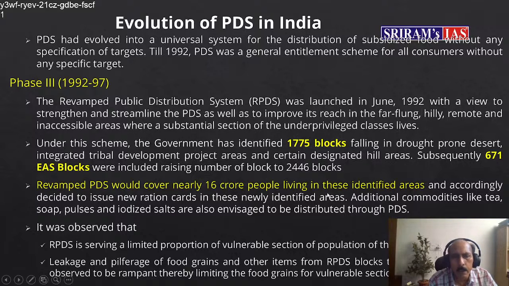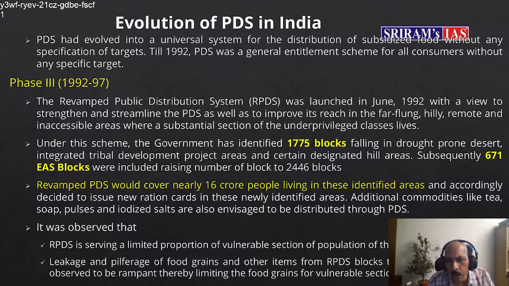But later on, the government implemented employment assurance schemes in some desert areas or DPAP areas, and therefore the 671 blocks where the employment assurance scheme was implemented were also added to the 1775 blocks for coverage under the PDS system. Therefore, from 1992 to 1997, 2,446 blocks were covered under the PDS system. Out of around 5,000 blocks, half were covered under PDS and the remaining blocks were outside the PDS system. This means that in the remaining blocks, people have to buy food grains from the open market, and only in the covered blocks are food grains provided at subsidized prices. Therefore, a dual kind of system was introduced under the revamped PDS.